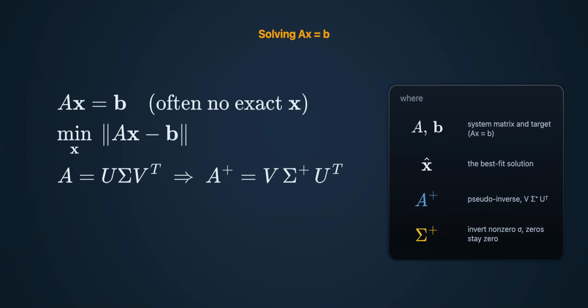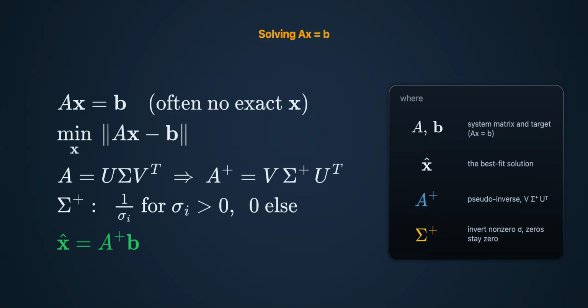Build the pseudo-inverse, A plus, by flipping the decomposition around, V sigma plus U transpose. Sigma plus just inverts each non-zero singular value, 1 over sigma, and leaves the zeros as zeros, so you never divide by nothing. Then X hat equals A plus B is the least squares solution. And because you only touched the non-zero singular values, it is the numerically stable way to get it. Every linear regression, every overdetermined system, leans on this. It is the SVD's workhorse.